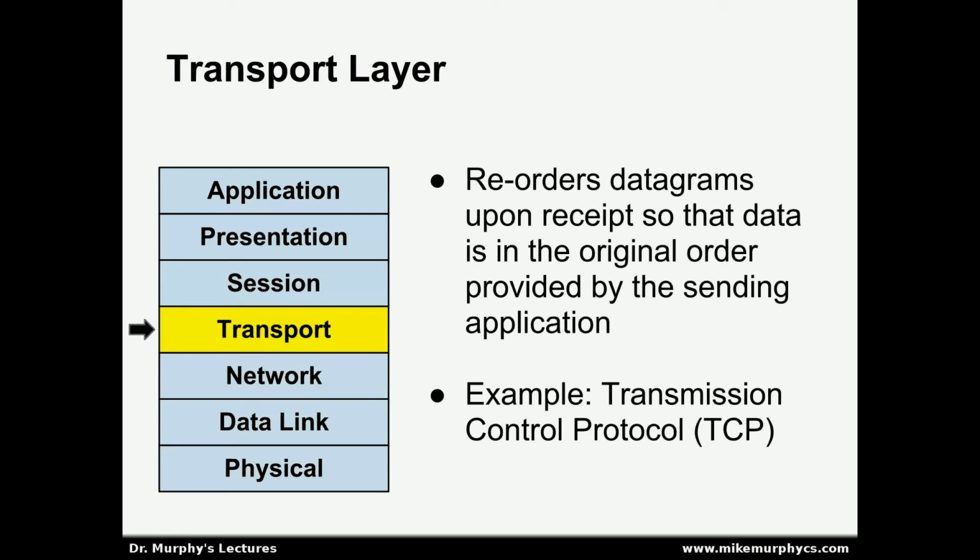It is possible to transmit data over a network and have that data arrive in a different order from which it was sent. One thing the transport layer does is reassemble those datagrams into the appropriate order so that the higher layers see the same data stream that was transmitted from the sending application. The ubiquitous example of the transport layer is the Transmission Control Protocol, or TCP.